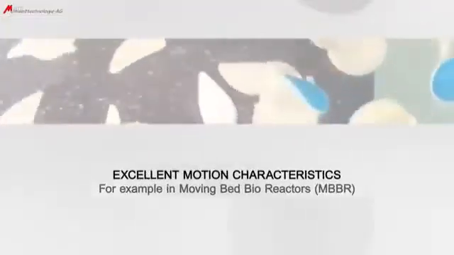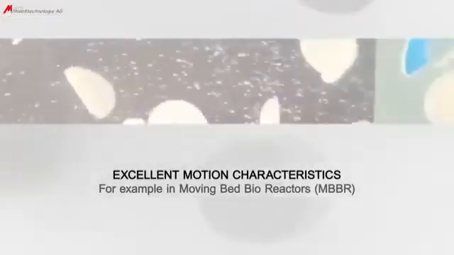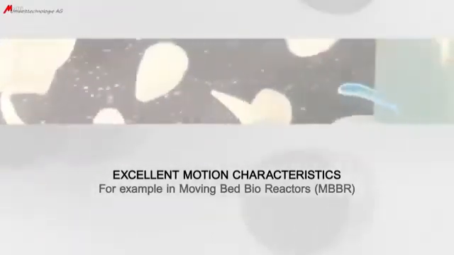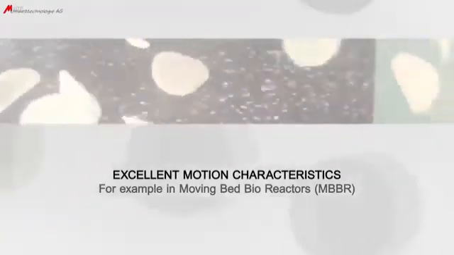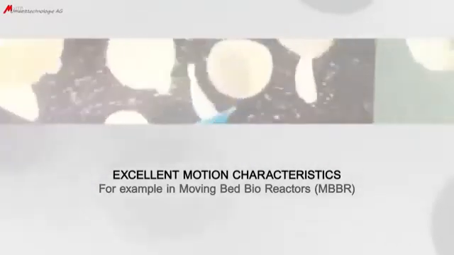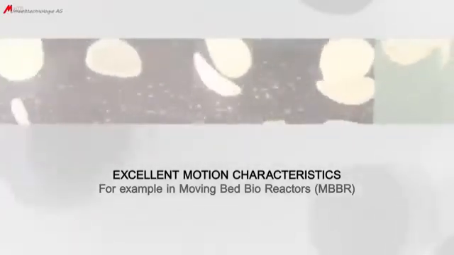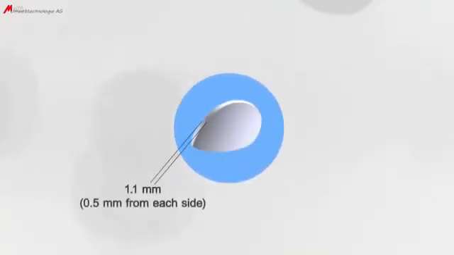Due to their specific shape and the light weight, the Mutag biochip carriers provide excellent motion characteristics, and once the carriers collide with each other or with the tank wall, any excess biomass which is trying to grow out of the pores will be sheared off, the so-called self-cleaning effect. Consequently, the biofilms are permanently kept at a thickness of 0.5 mm from both sides, whereas an optimal biofilm layer thickness and optimal diffusion is attained.